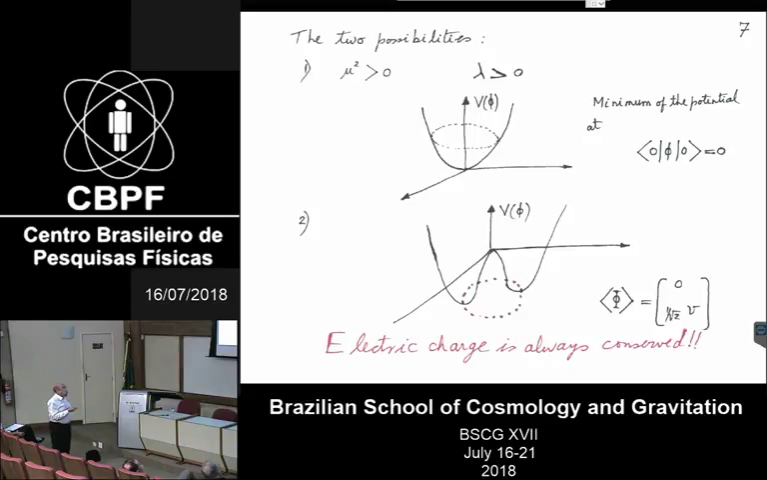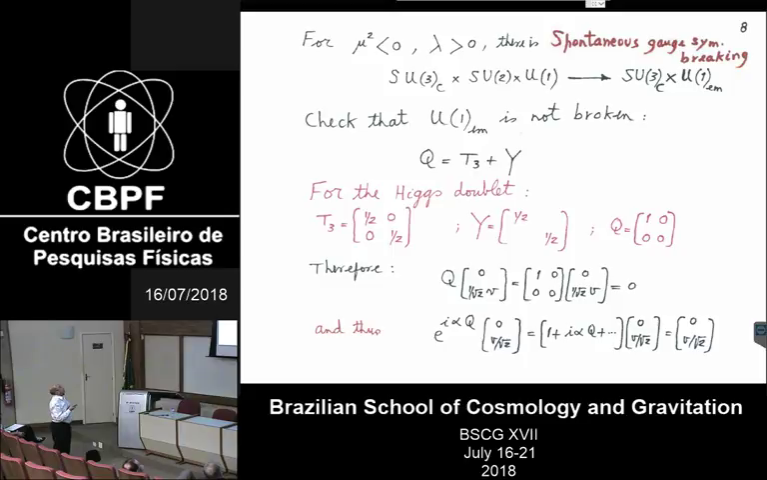But the electric charge is always conserved. This is non-trivial, because in extensions of the standard model, including supersymmetry, electric charge is not necessarily conserved. Here it is automatically conserved. So you can see that, for example, the charge operator acting on this vacuum does not change it. It annihilates the vacuum, and therefore the vacuum is invariant under this gauge transformation corresponding to electromagnetism.